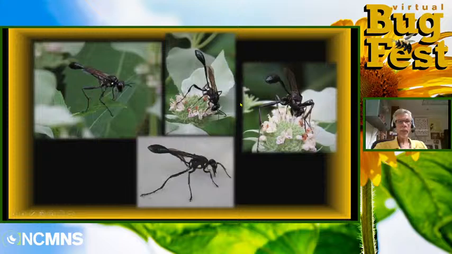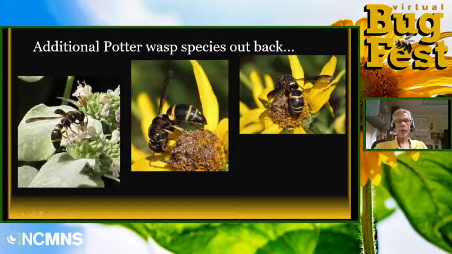So here's the black and white one. Different angles that I see in the yard. Here, as you can see, is why they call them thread-waisted wasps. Very dainty little things, about an inch and a half long. And then here's a different potter wasp that showed up in the yard this summer. Really pretty one. It's this soft yellow banding on a black body. Going after nectar, back on some mountain mint, some smooth oxeye. Smooth oxeye is another good one.